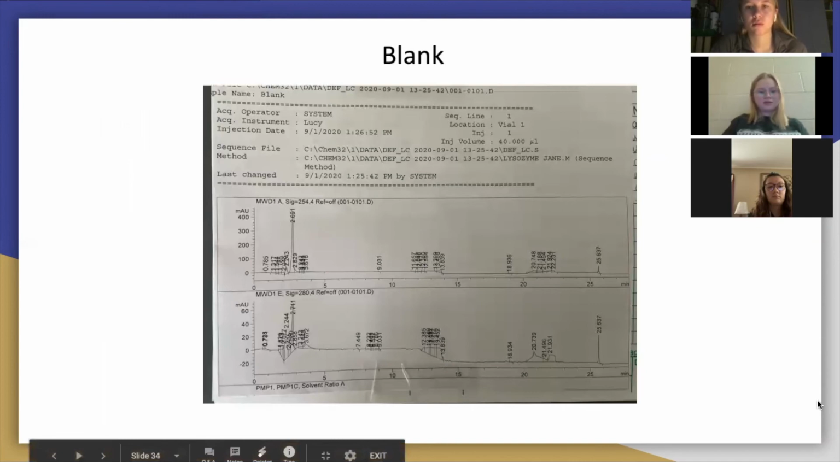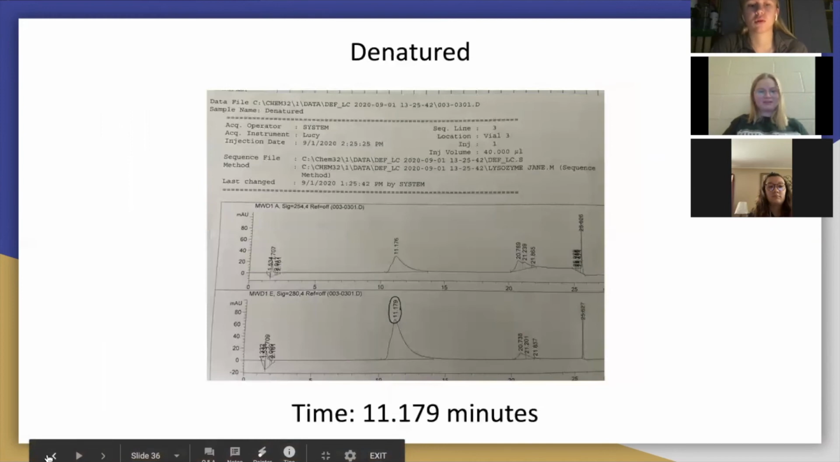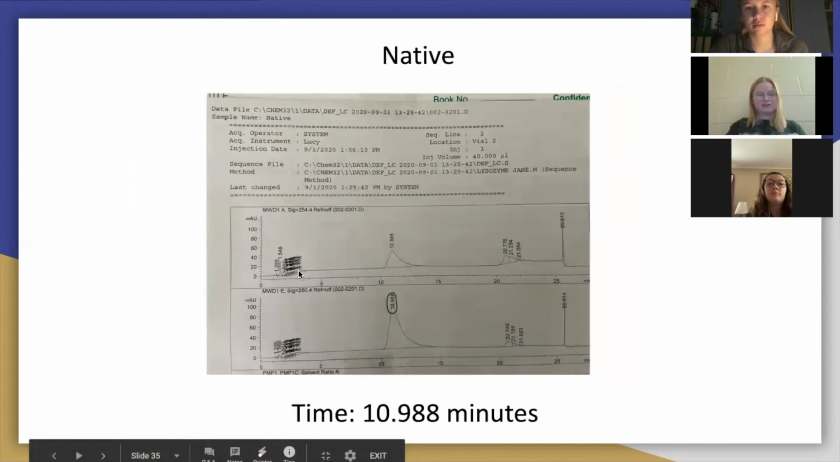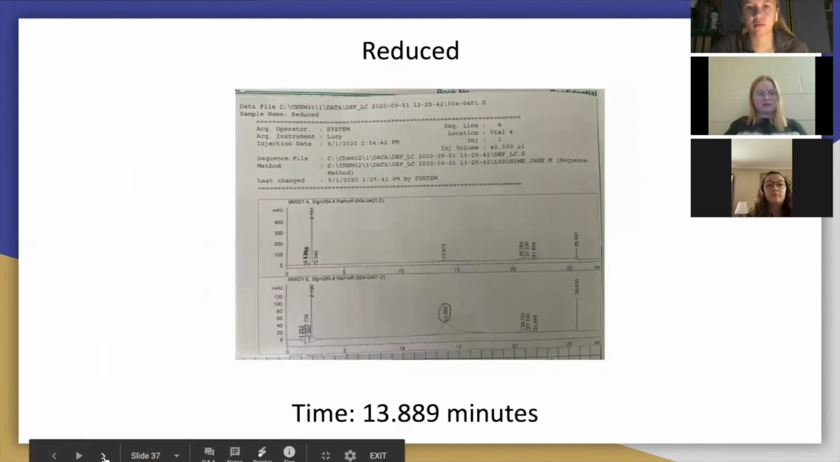This is the blank. This is the denatured. This is the native. This is the reduced.